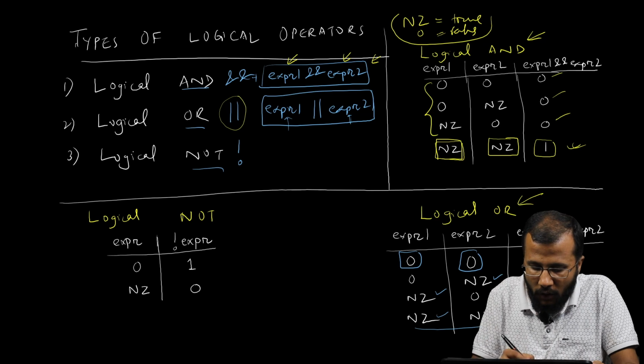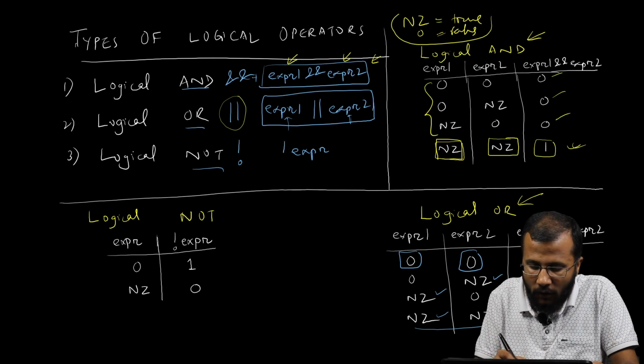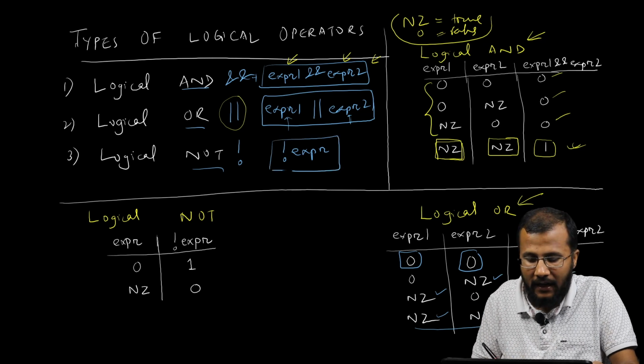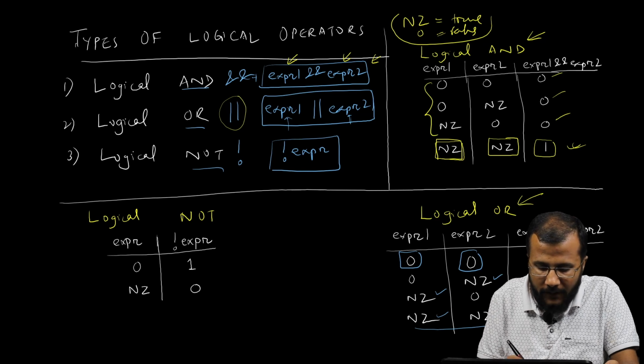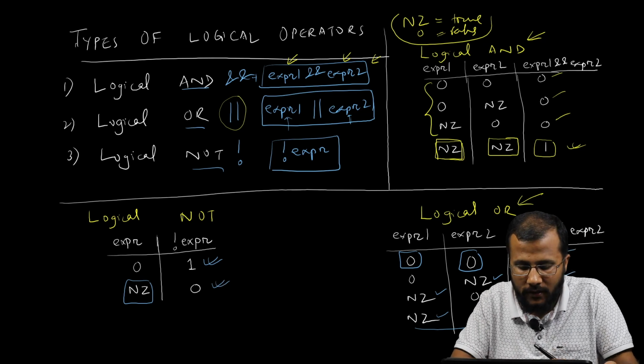Now let's talk about logical NOT. Let's write down the syntax of logical NOT here. Logical NOT will only take one input. So let's say the input is expr1. This is the expression, and I write NOT just prefixing the expression, I write not of expr. So this is as good as your NOT gate. If the input is 0, the output is 1, and if the input is non-zero, then output is 0, that is false. This is how your logical NOT works.